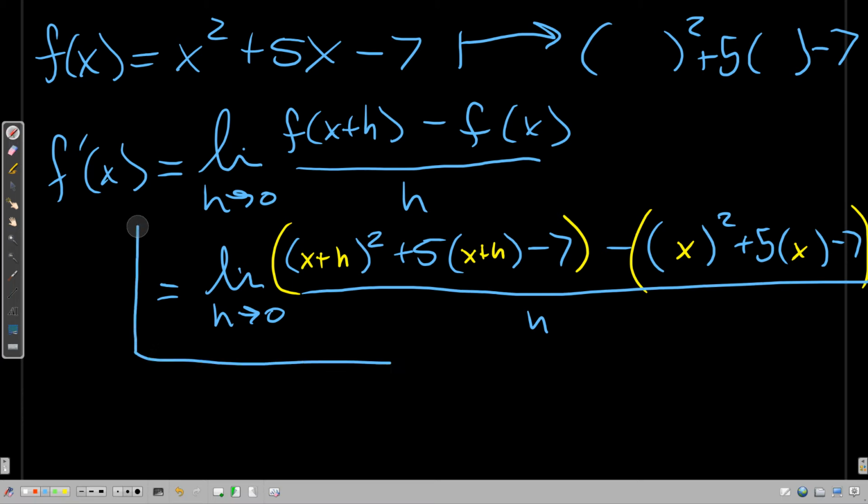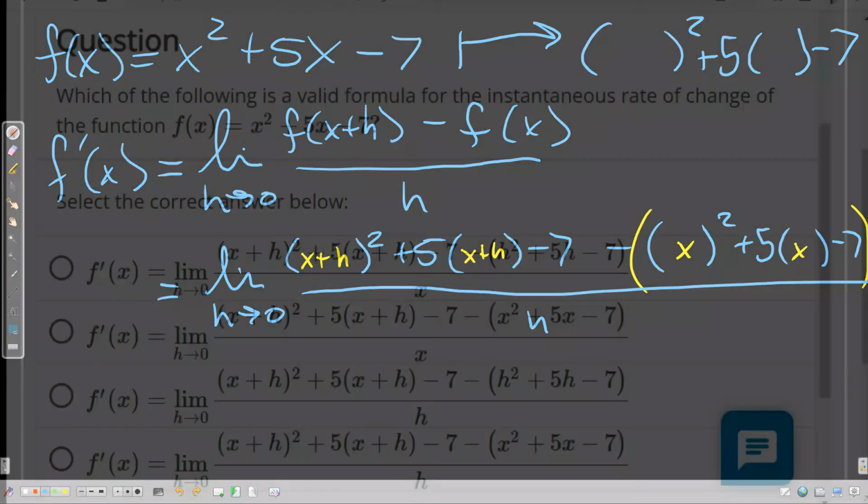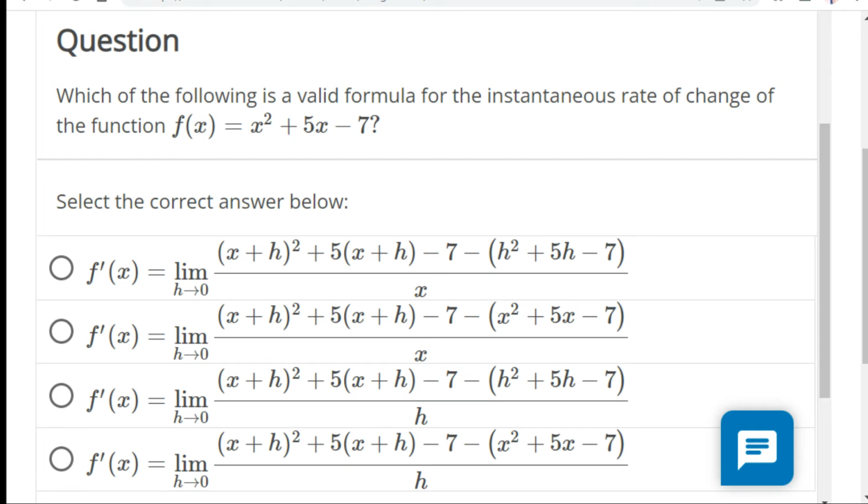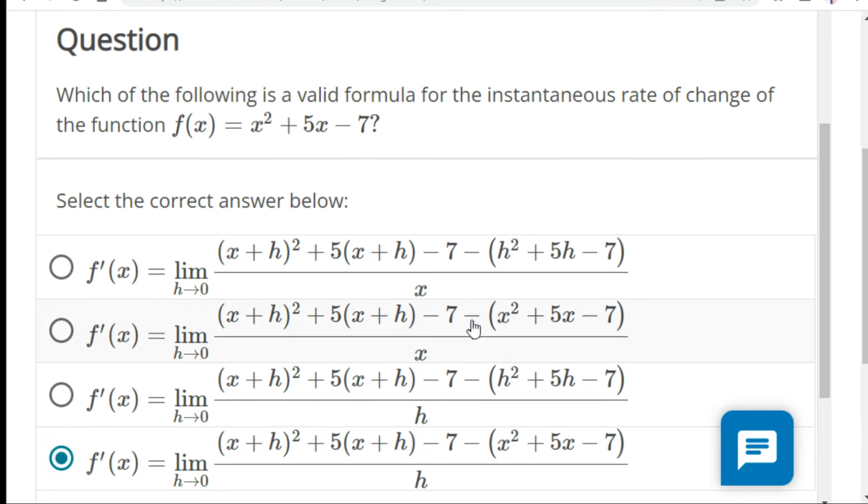The computer has this as one of the answer choices. The only difference is that they don't have these brackets here. You absolutely still need them over here because that minus symbol would have to distribute into those parentheses. So our answer is this one.